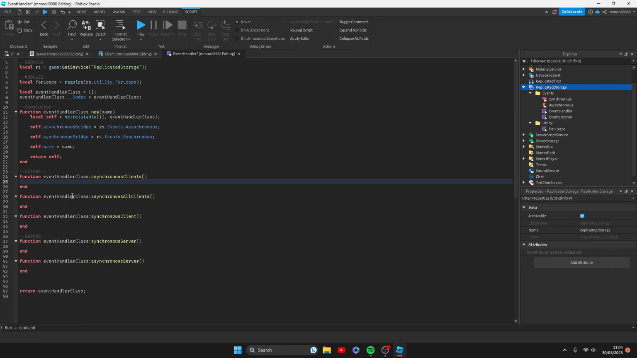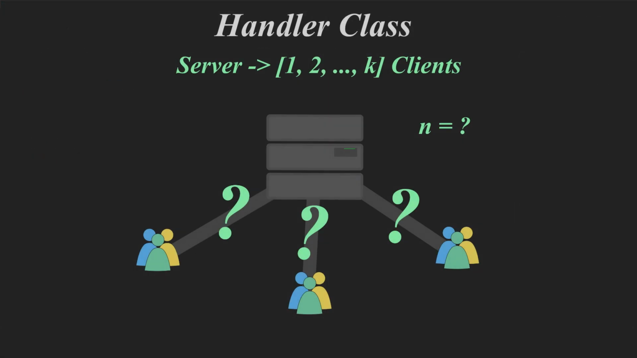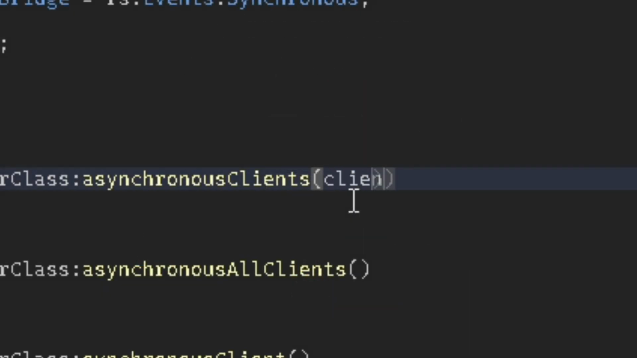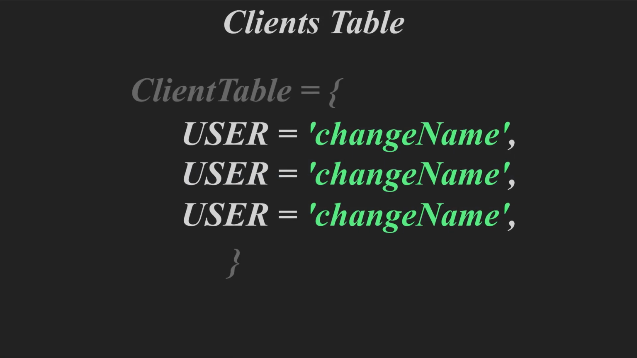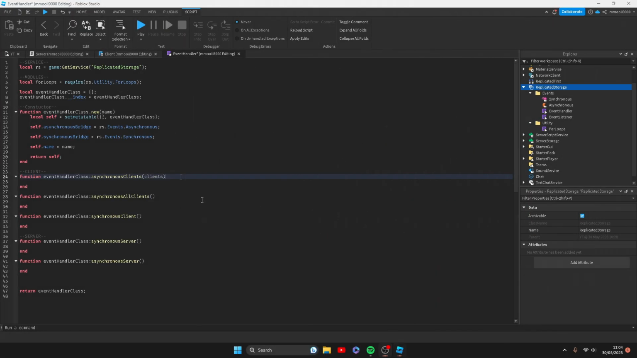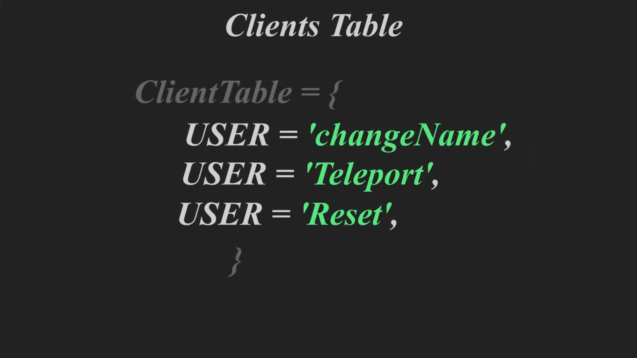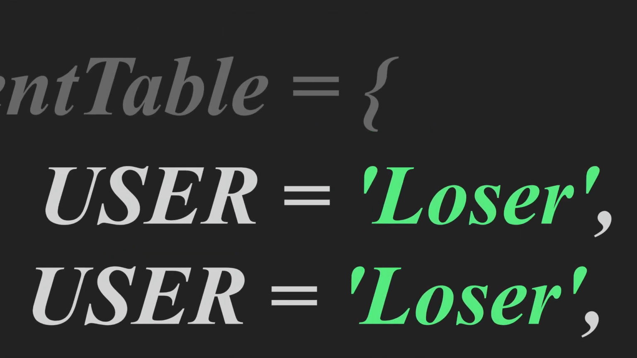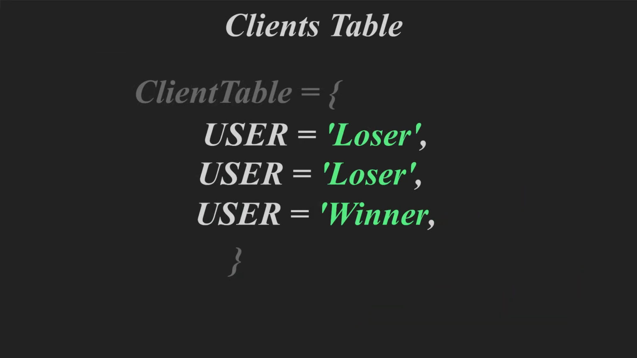So for asynchronous client, we want to call a certain number of clients. How do we know which clients we want to call? Well, we take in a parameter called clients, and clients is going to be a table which holds a client and the function that you want to call on the other side. Now, what's really useful about this is that you can put in multiple clients with different functions. So let's say you have 2 clients that are losers and then you have one that's a winner.